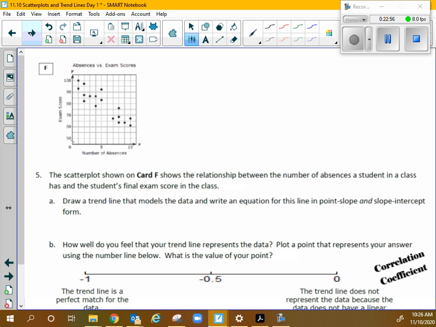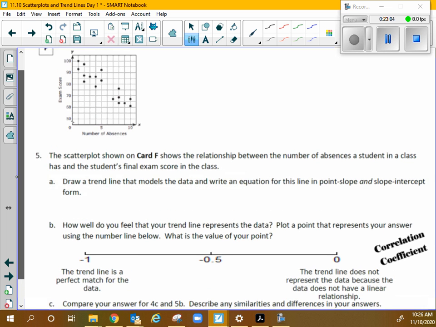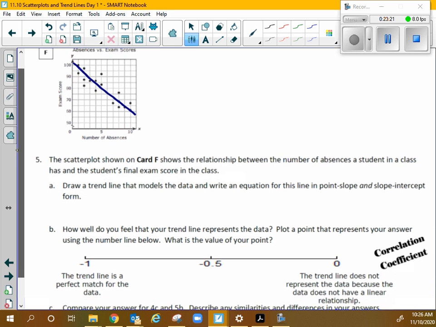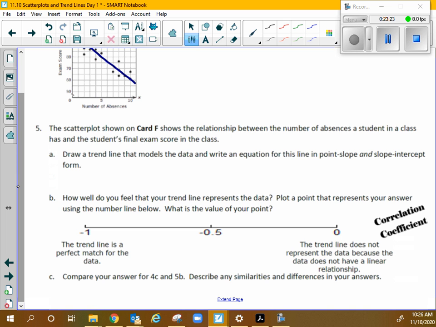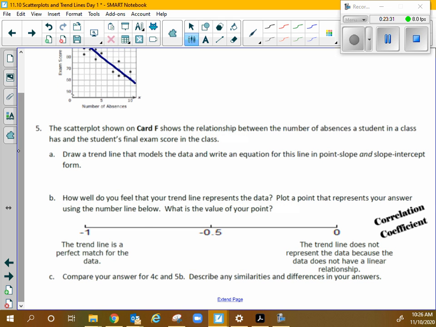Scatter plot on card F shows the relationship between absences and the final exam. Okay, we're not going to write an equation, but we're going to draw a trend line. So my trend line, what would be true about it? Negative. So my correlation coefficient is going to be negative. Are those points as tight as the last ones? No. So my correlation coefficient is not going to be all the way up at -1, but would you say that that is a negative correlation? So it's not 0 either. It's going to be somewhere around here, okay?